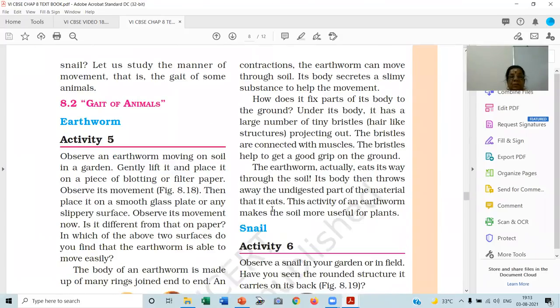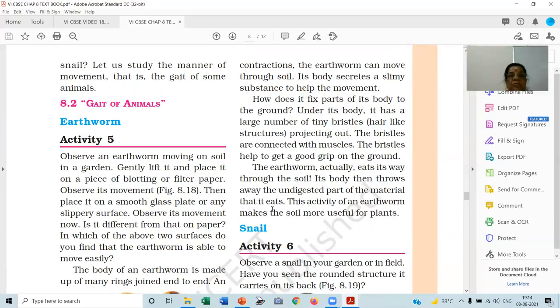Right? The next one is the important latter half we are going to concentrate on. Gait of animals. How the animals move, the gait of animals. And yesterday we learnt about earthworm, garden snail, and then cockroach as invertebrates, movement in invertebrates, and fishes, snake, and birds as vertebrates.